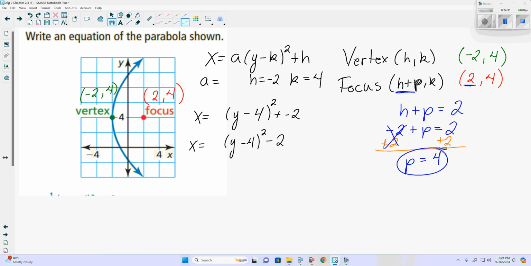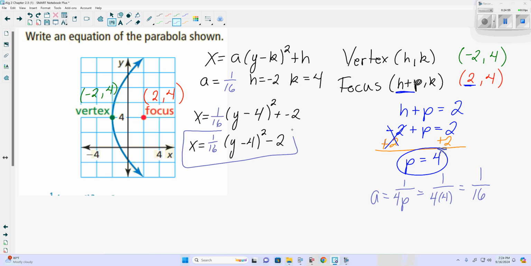Now we don't plug that in, because that's not A. A is 1 over 4P. So we'd have 1 over 4 times 4, which we actually just found a minute ago. They're not always going to be that. The last two just worked out that way. And it's going to work out that A is not always going to be a fraction. We can actually have A as a whole number.